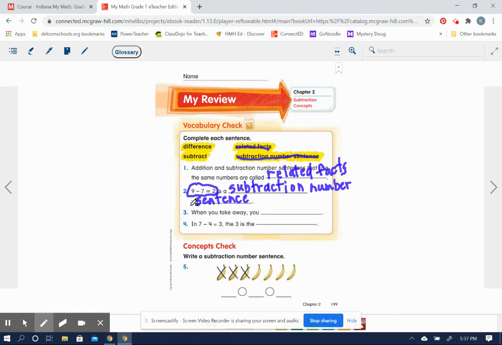Number 3 says, when you take away, you difference or subtract. When you take away, you, yes, subtract. And mark that one out. So we're down to only one word left. Let's see if this makes sense. In 7 minus 4 equals 3, the 3 is the difference. Yes, the 3 is the answer to the subtraction problem, and that is called the difference.